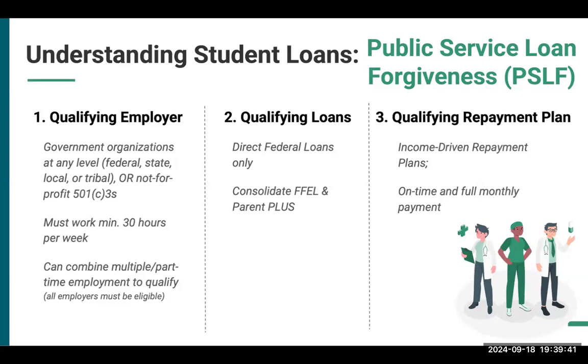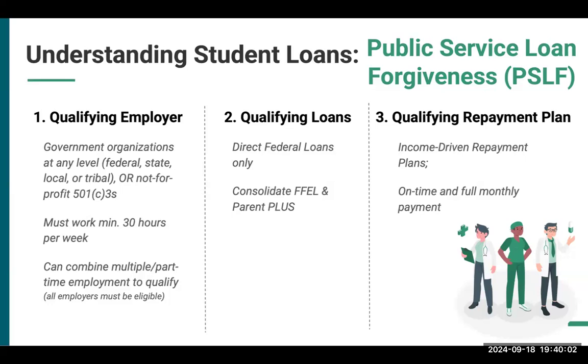And number three, you need to be making payments on that qualifying loan on a qualifying repayment plan. And the only types of repayment plans that qualify are income-driven repayment plans. You can be on any one of the four, it doesn't matter. You just need to be on one of them and making that payment for the on-time and full monthly amount.